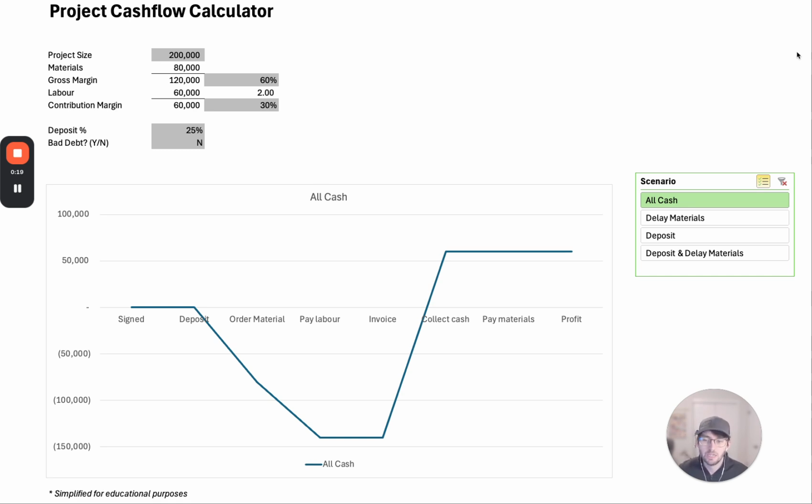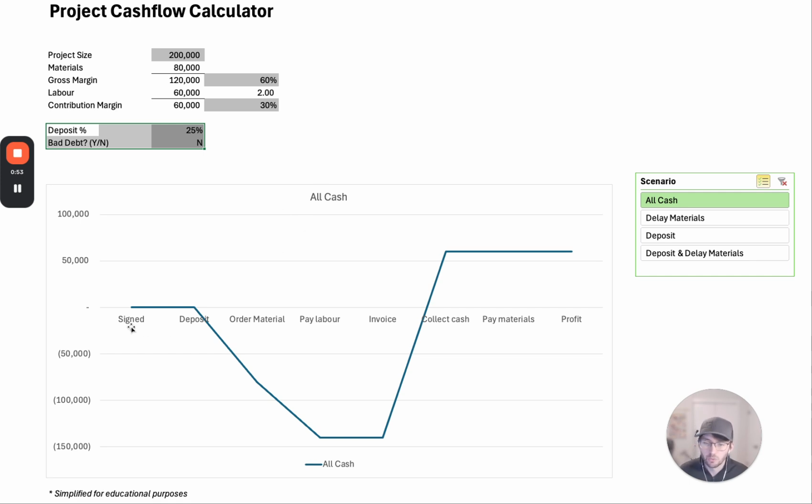So first off, in this case, we have a project of 200,000 with materials of 80,000, leading to gross margin on the project of 120,000 or 60% gross margin percentage. Then we have another 60,000 in labor, leading to 30% contribution margin. These two I'm going to get to in a moment, but let's say you're newer to the projects and you didn't set up any terms. So this entire project is going to be paid in cash.